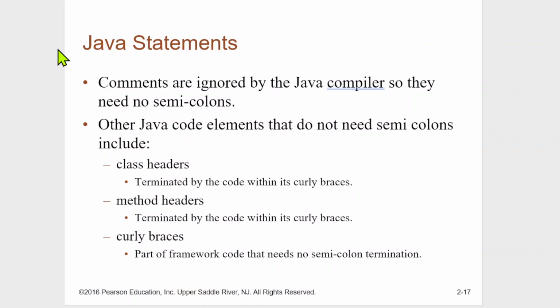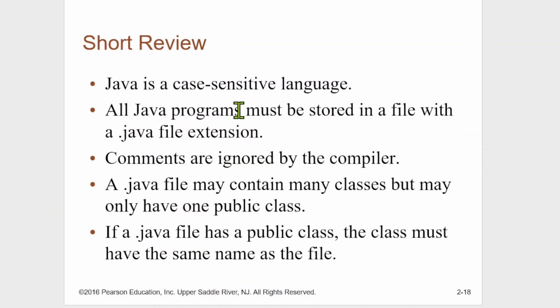Comments are ignored by the Java compiler. They have no need for semicolons. Other Java code elements do not need semicolons. Class headers are terminated by the braces, method headers are terminated by the braces, and the curly braces are part of the framework. So a short review: Java is case sensitive. All Java programs must be stored in a file with a .java file extension. Comments are ignored. A .java file may contain many classes, but may only have one public class. And if a Java file has a public class, the class must have the same name as the file.